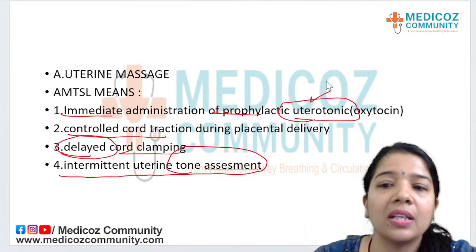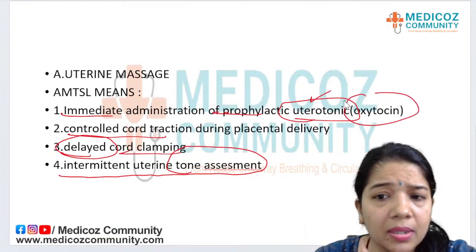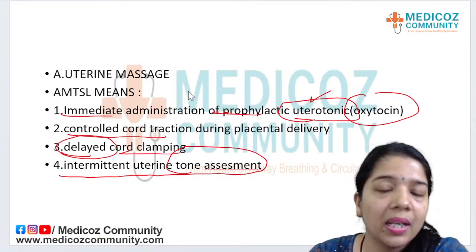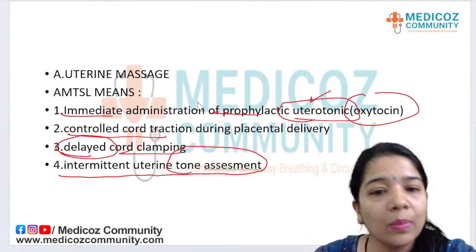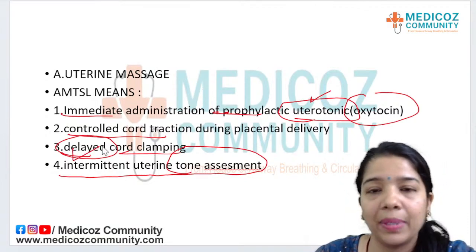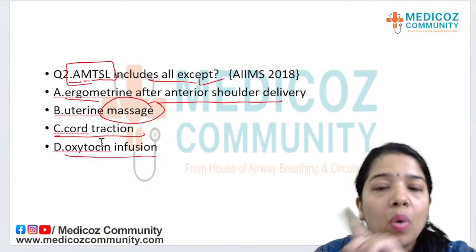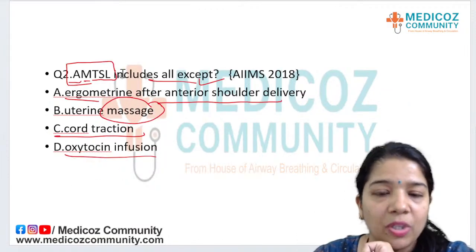Don't confuse that oxytocin is the only uterotonic. I am repeating again, any uterotonic can be given. Of course, there are some contraindications for ergometrine and there are some contraindications for delayed cord clamping also. But the question is not asking that. The question is straightly asking what is not included in active management of third stage of labor.